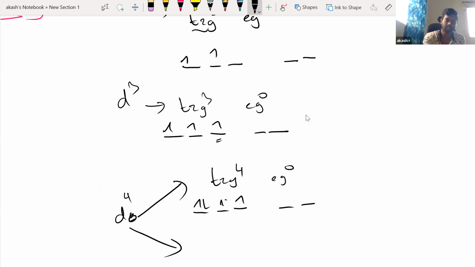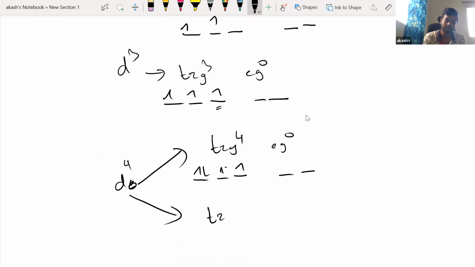Or you can do this also: you could have written t2g3, eg1. So how will the configuration look? Three orbitals here with one electron each, and the fourth electron goes here. Now which is correct, which is not? Both of them can be right, or both can be wrong, depending on the situation.